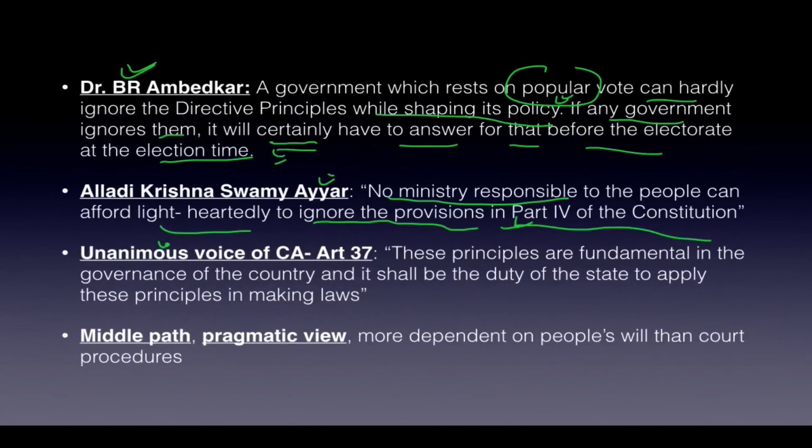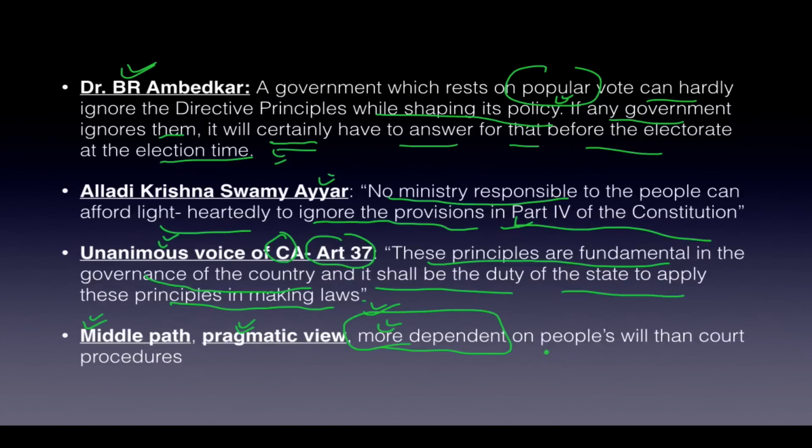And finally, the unanimous voice of the Constituent Assembly, that is Article 37, it reads, and I quote, these principles are fundamental in the governance of the country, and it shall be the duty of the state to apply these principles in making laws. So is that absolutely understood? Now what is the position of DPSP? So our founding fathers took a middle path. They took a pragmatic approach which has a maximum probability of success. It's not very ideal, it's not very impractical, it is pragmatic. And the implementation of DPSP is dependent more on people's will rather than court procedures. The ultimate test of DPSP is the people's will.